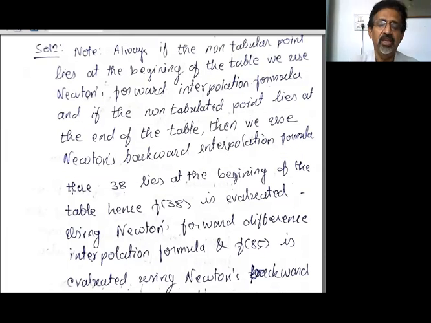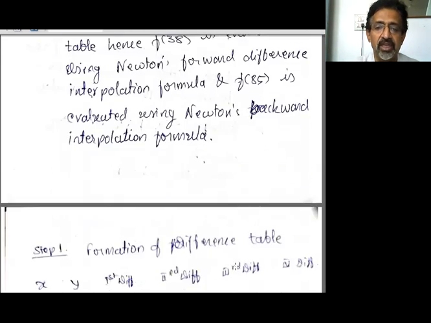Right. Now, in this case, 38 lies at the beginning of the table. Therefore, I use Newton's forward interpolation in evaluating f of 38. Similarly, I use the backward formula for f of 85. So that's what I have written here.